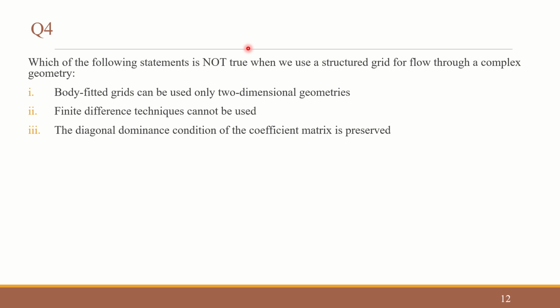First one, we are talking about a complex geometry and we are applying structured grids and getting the solution. So first one, it is given that body fitted grids can be used only for two-dimensional problems. So this is false. We can use body fitted grids for three-dimensional problems as well. It is a type of structured grid that we use with boundaries of complex shapes. It will fit by mapping the physical domain into the computational domain with a simpler shape.